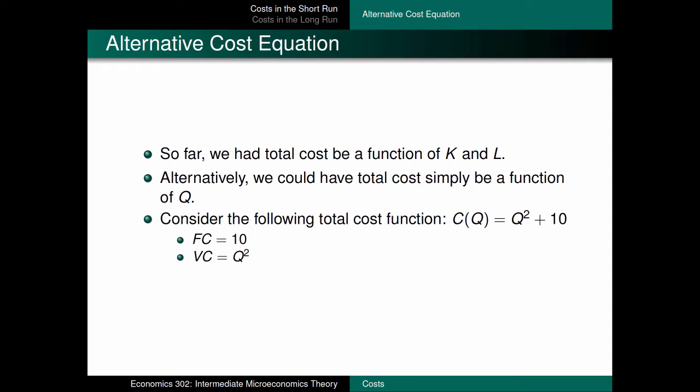An example of this alternative way of specifying total cost is Q squared plus 10. Note that C(Q) means that the total cost function C is in terms of quantity Q. As with our analysis from the previous class, total cost in the short run consists of both fixed cost and variable cost. In this case, fixed cost is any portion of the total cost function that does not have a Q, whereas variable cost is any portion of the total cost that contains a Q. Notice here that our fixed cost is equal to 10 and the variable cost is equal to Q squared.